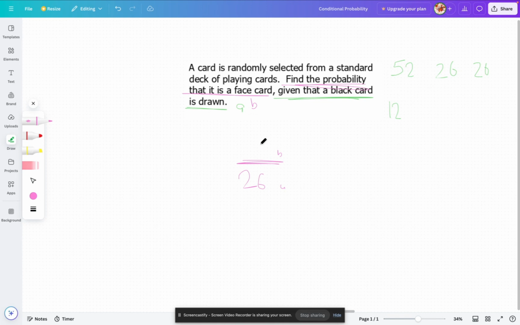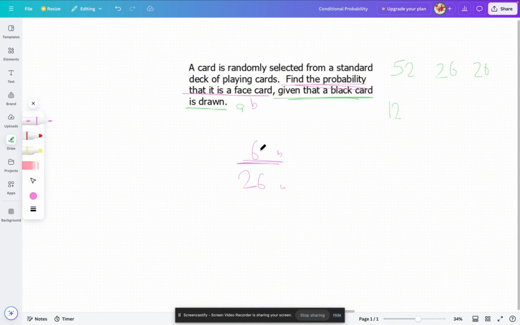The answer would be 6/26 because there are a total of 2 colors, and in each color you get 6 face cards. So if we remove all the red cards, that would be 12 minus 6, which just leaves you 6. So 6 is the only value of face cards that satisfies the equation because there are 6 face cards that are black over the total number of black cards, which are 26.